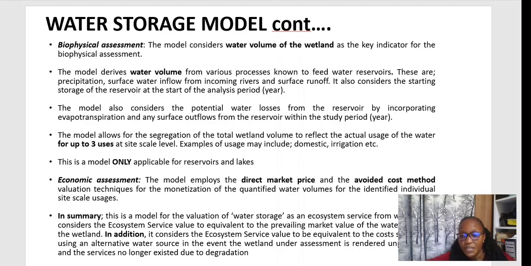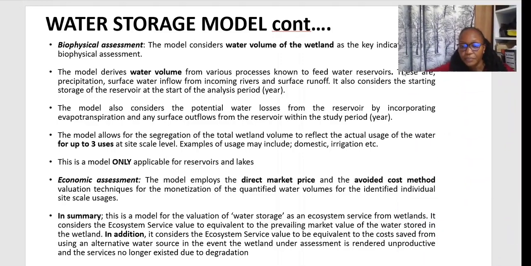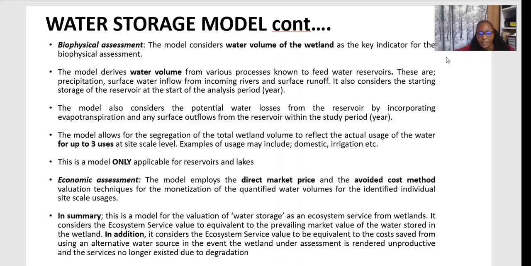So what are we saying in summary? We are saying that this model for the valuation of water storage as an ecosystem service from wetland considers the ecosystem service value to be equivalent to the prevailing market value of water stored in the wetland. In addition, it considers the ecosystem service value to be equivalent to the cost saved from using an alternative water source in the event that this particular wetland and assessment is rendered unproductive and the services no longer exist due to degradation.